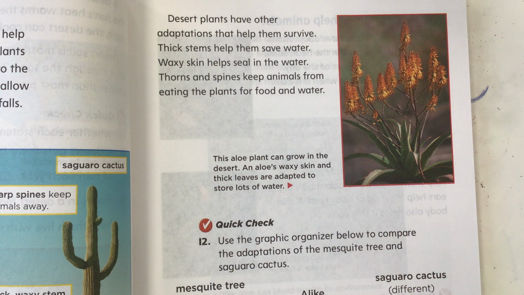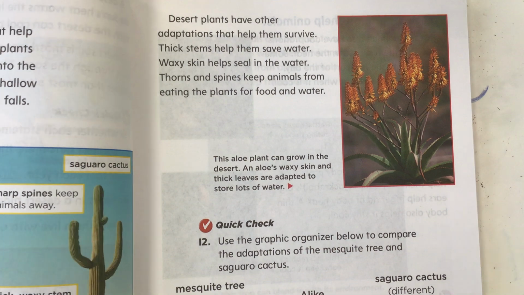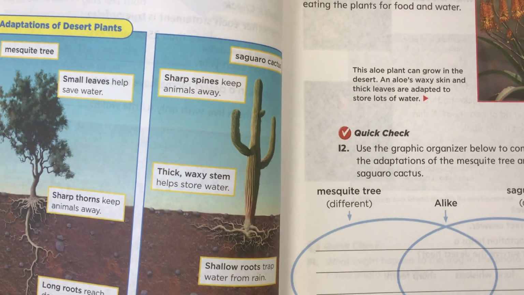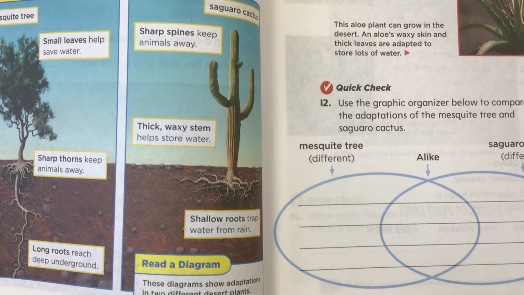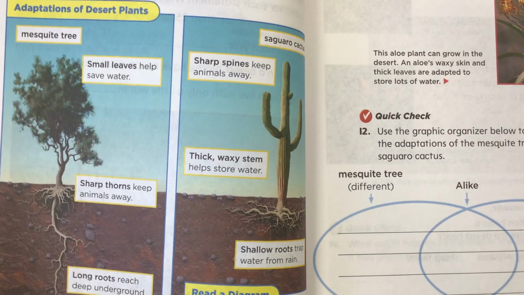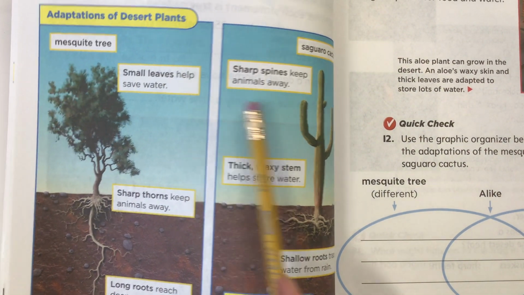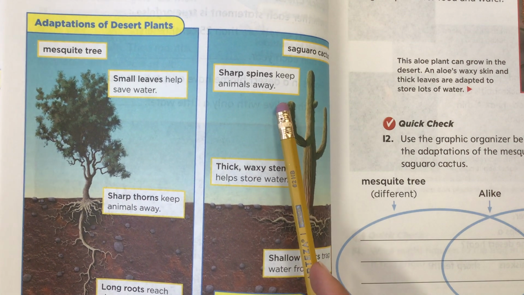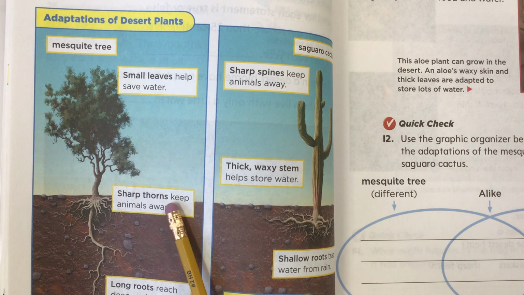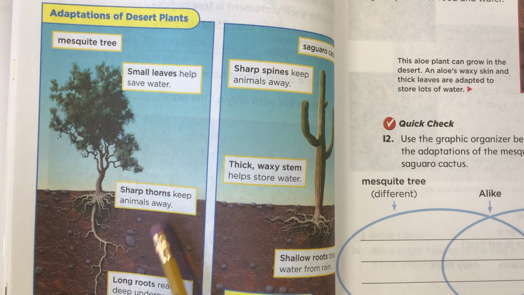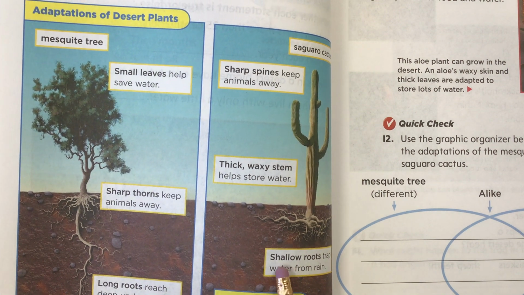Quick check. Use the graphic organizer below to compare adaptations of the mesquite tree and the saguaro cactus. So we have those here on this side, and we are going to write what's different about them and what's the same. So let's look here. Tree, this one has leaves, and this one has spines. This one has sharp thorns. This one has long roots, and this one has shallow roots.